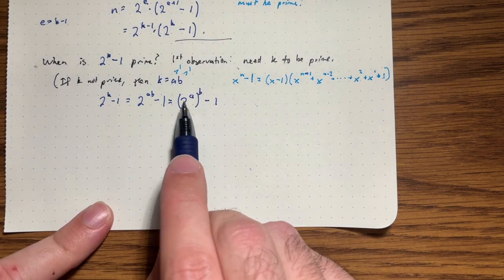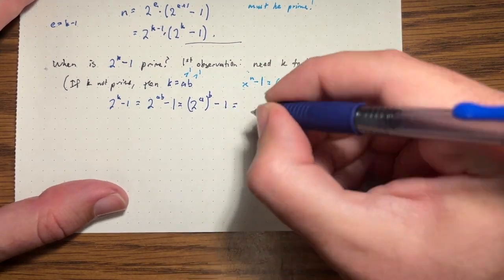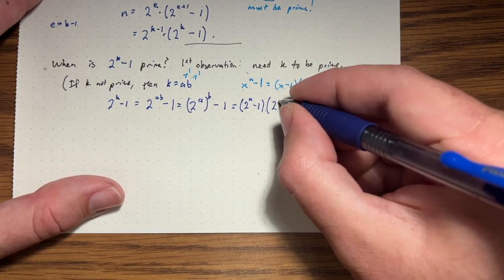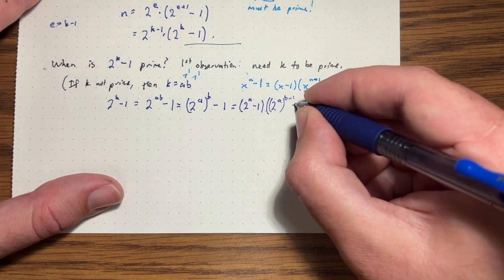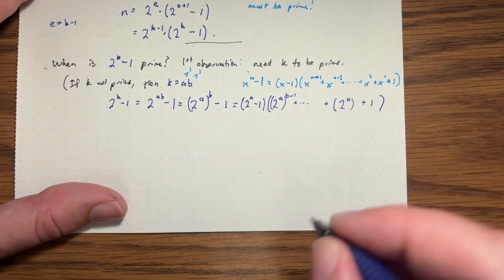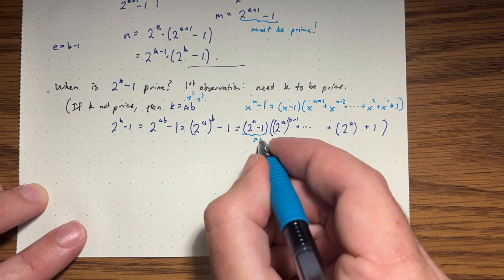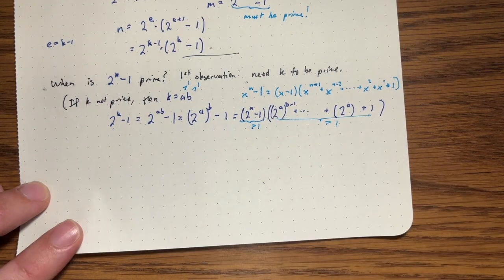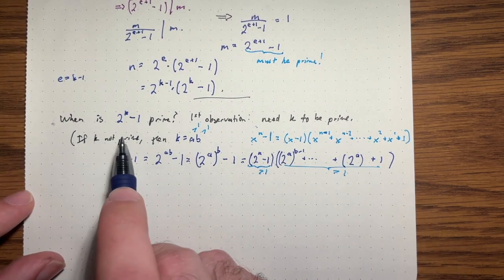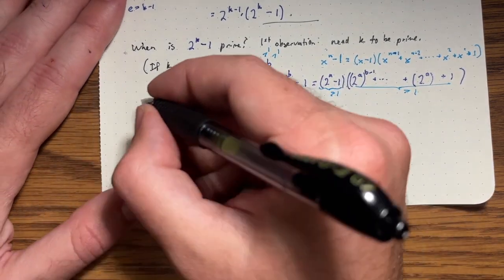So in this case, I'm going to treat this 2 to the a as x, and I'm just going to write this out. This is going to have a factorization: 2 to the a minus 1, this term here, times something else. I don't really care exactly what this one is. It's going to be a large number, 2 to the a to the b minus 1 plus, etc. The point is, this shows that this is not prime, because this is greater than 1, and same with this one. It is greater than 1 because a is greater than 1. So if k is not prime, we can factor it into two smaller numbers in this way. So k has to be prime.